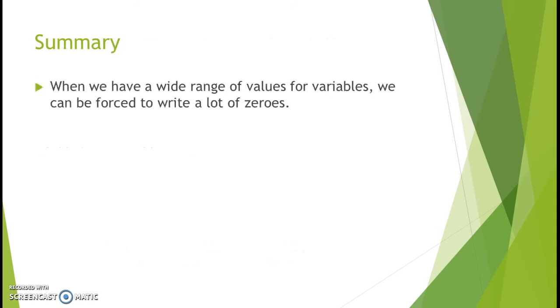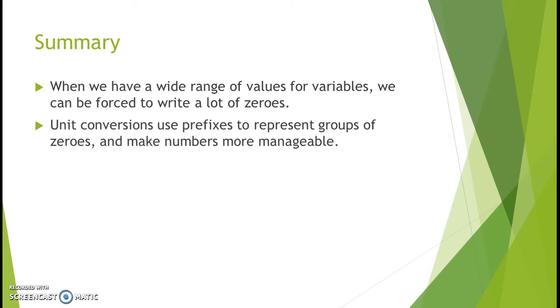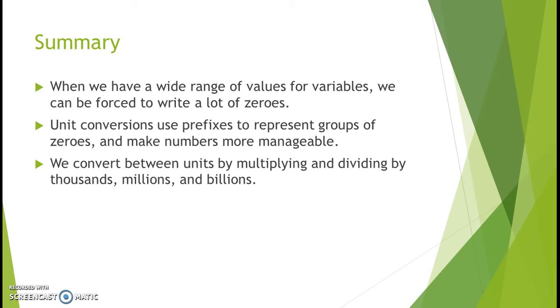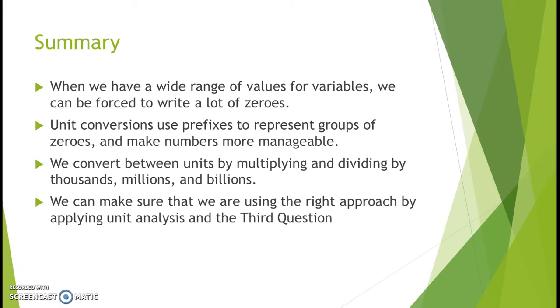Okay, to summarize, when we have a wide range of values for variables, we can be forced to write a lot of zeros, either before or after the decimal point. Unit conversions allow us to use prefixes to stand in for zeros, to represent groups of 3 zeros in particular, and make numbers more manageable. So we can convert between units by multiplying and dividing by thousands, millions, and billions. And if we're tricky, we can make sure we're using the right approach, division or multiplication, by applying unit analysis and the third question.